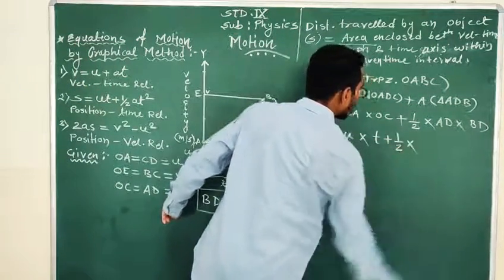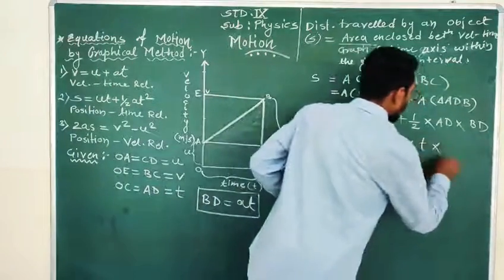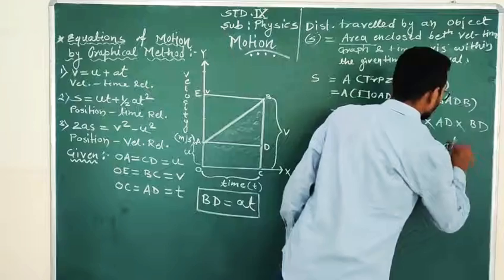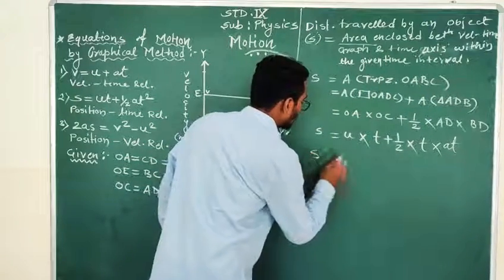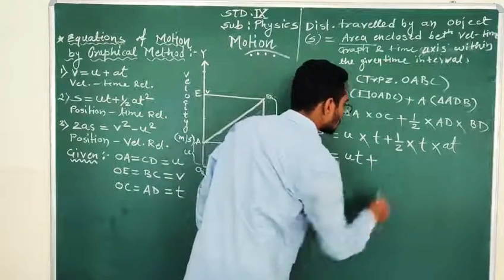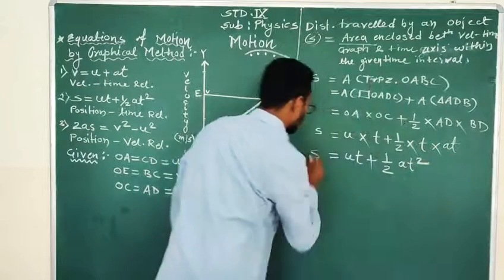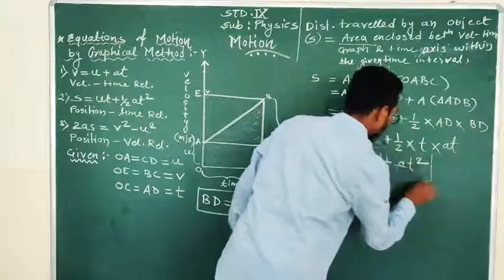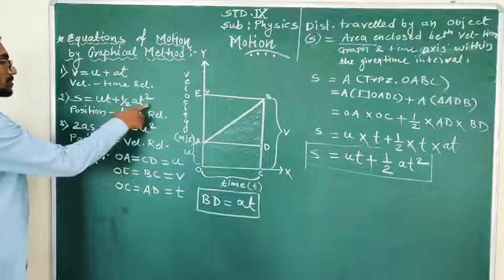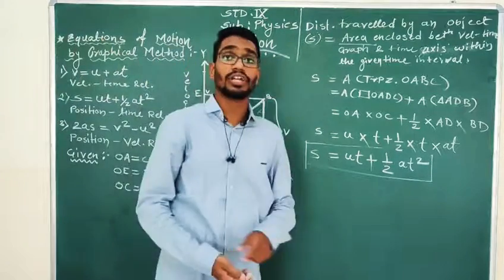Plus half into AD, and AD is also t, and what is BD equal to? What we proved first, BD is equal to at. So s is equal to u into t, ut plus half at into t, at square. So here you will get your second equation, that is the position time relation, called s is equal to ut plus half at square. It's too simple to understand.